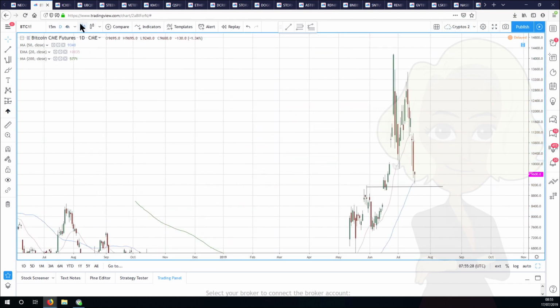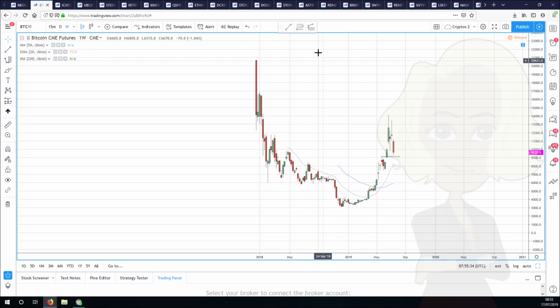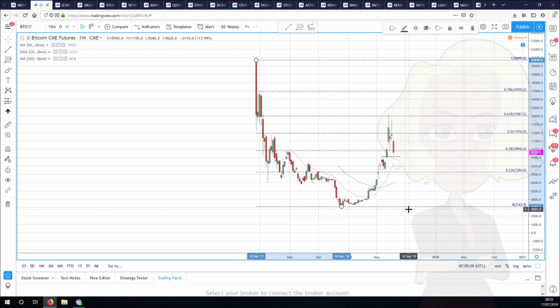But in the futures, one of the reasons why, and I'm going to start here just on the weekly chart, and the dog thought she'd join in the live, so that's her in the garden making a racket.